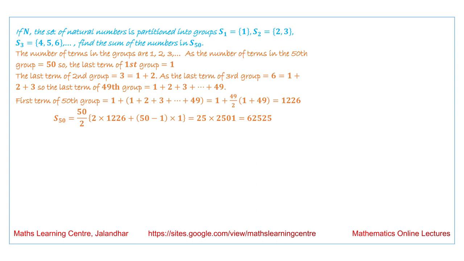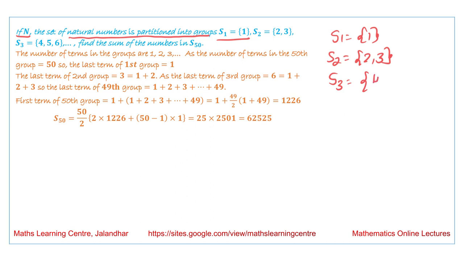Now next we have: if the set of natural numbers is partitioned into groups, and S1 is equal to the set 1, S2 is equal to the set having two elements 2 and 3, S3 is equal to the set having 3 elements 4, 5 and 6, and so on. We have to calculate the sum of the numbers in S50.